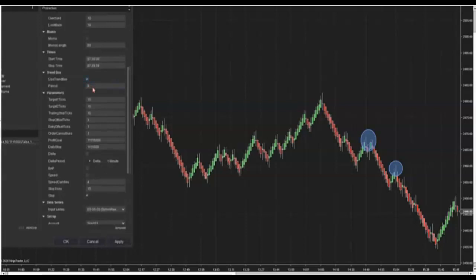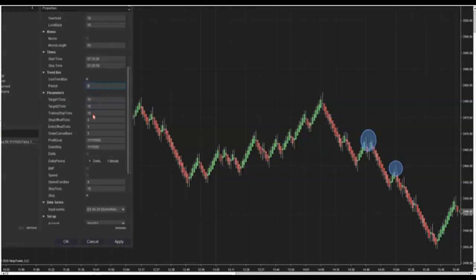You can toggle it on. All members know that if I have a 3 sim ratio, I use a 9 trend box. If I have a 9 sim ratio, I use a 25 trend box. So let's say we're using a 3 sim ratio. Leave 9 in here, okay? These are your target 1. So I got the trend box clicked on there.